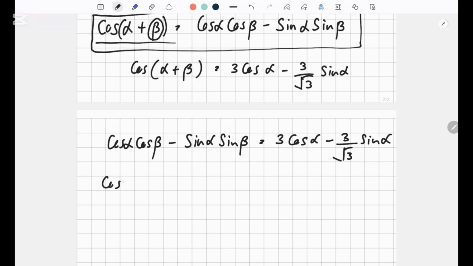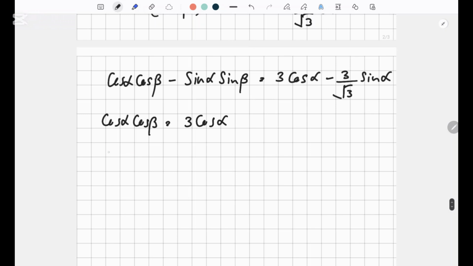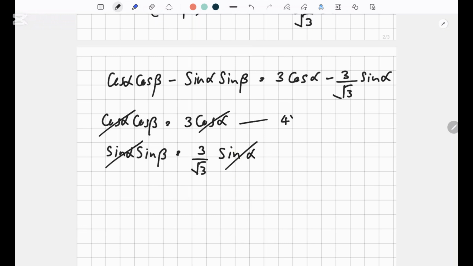So then cos alpha cos beta equals 3 cos alpha. And sine alpha sine beta, you can see there's a minus in front of each, so you don't have to worry about that. Goes to 3 root 3 sine alpha, right? So you can cancel off cos alpha, cancel off sine alpha. So you have two separate equations where you can find beta, right?